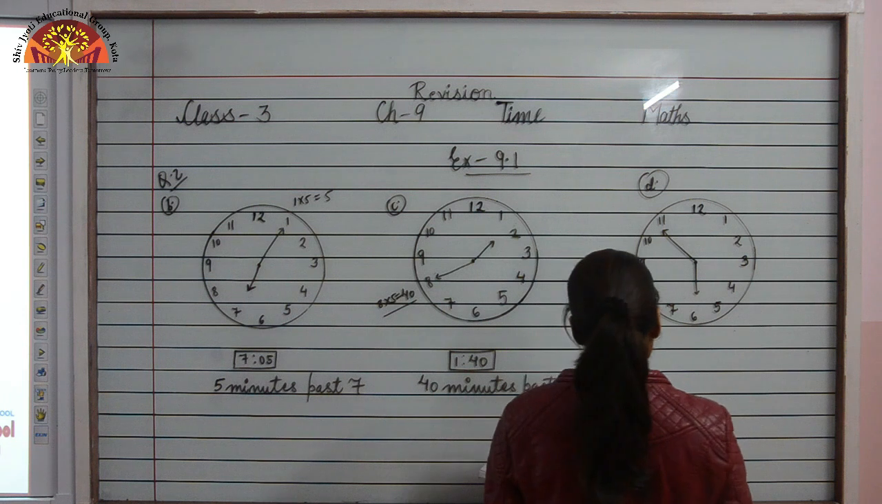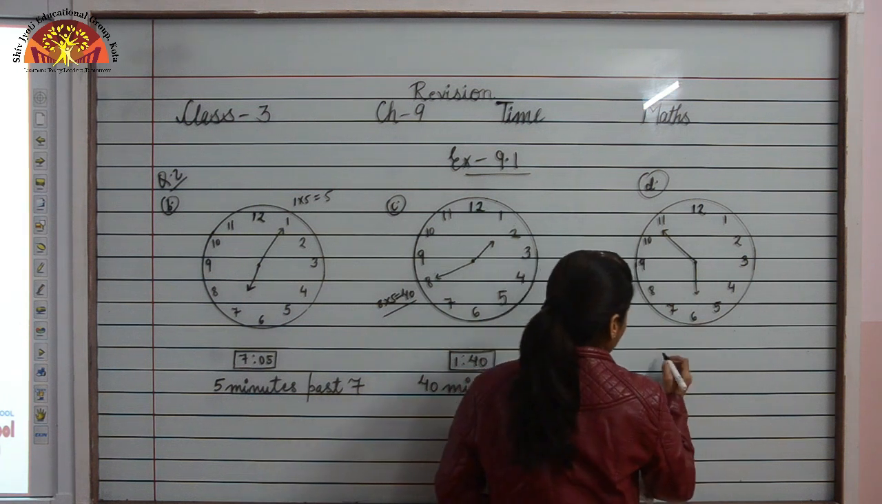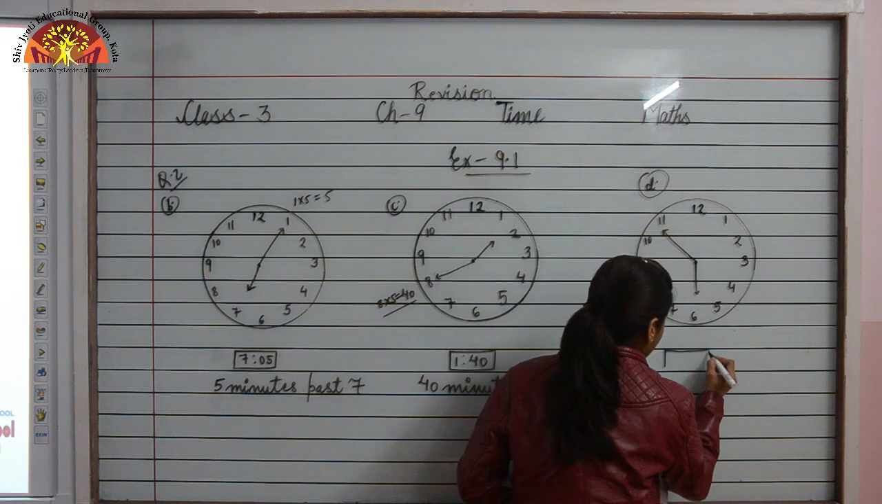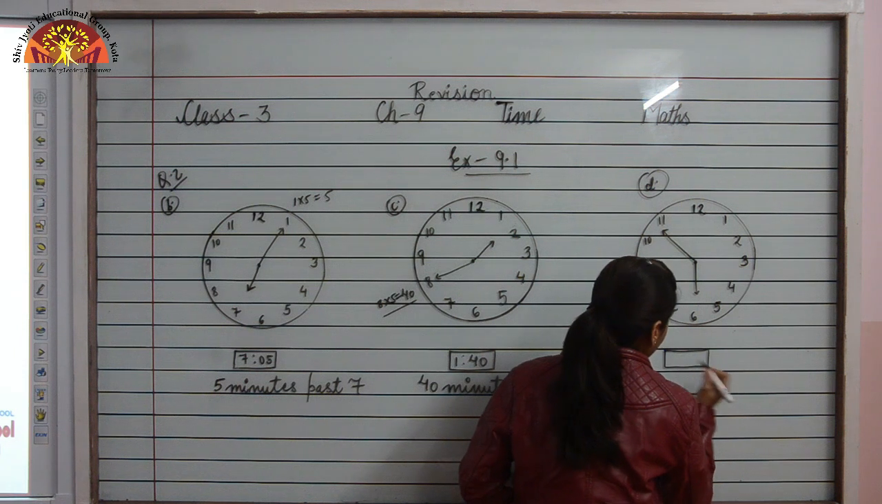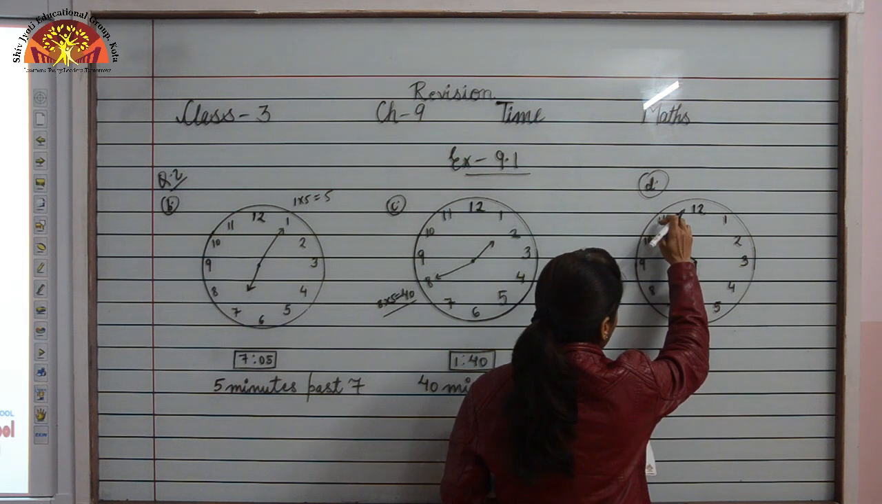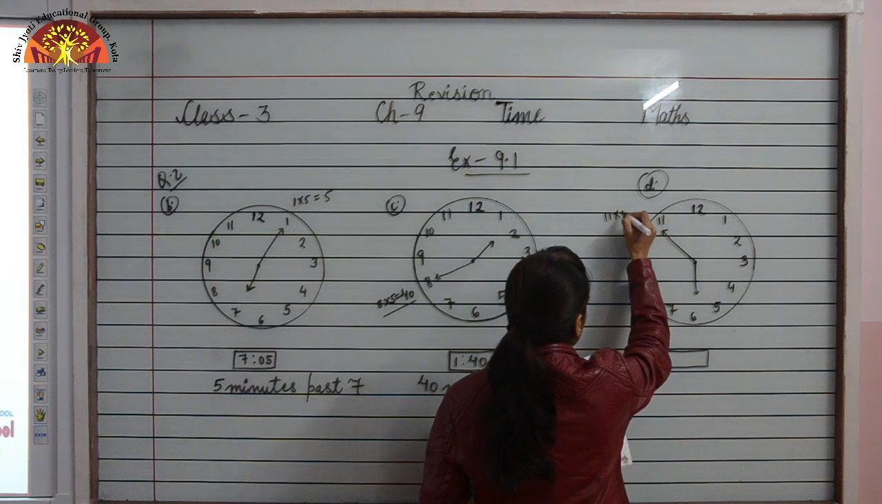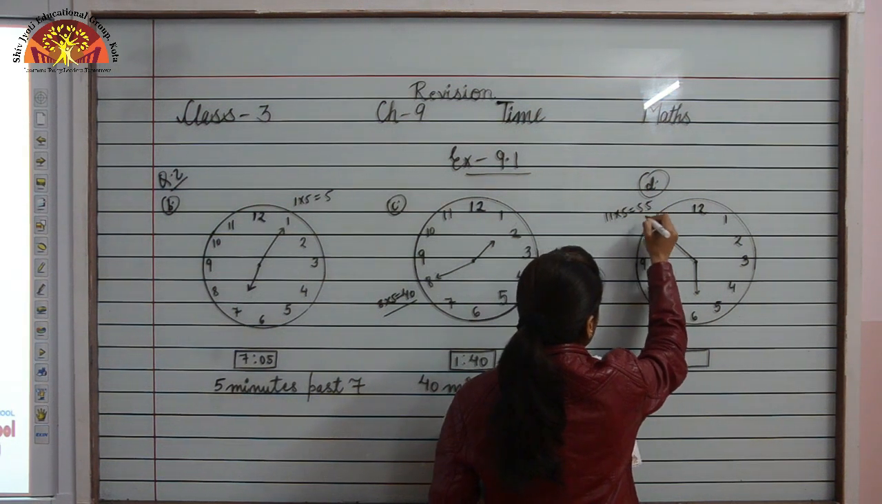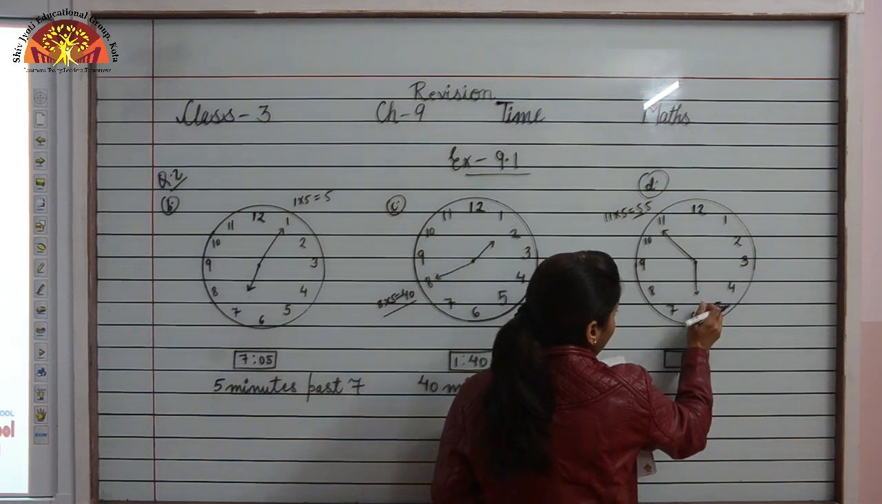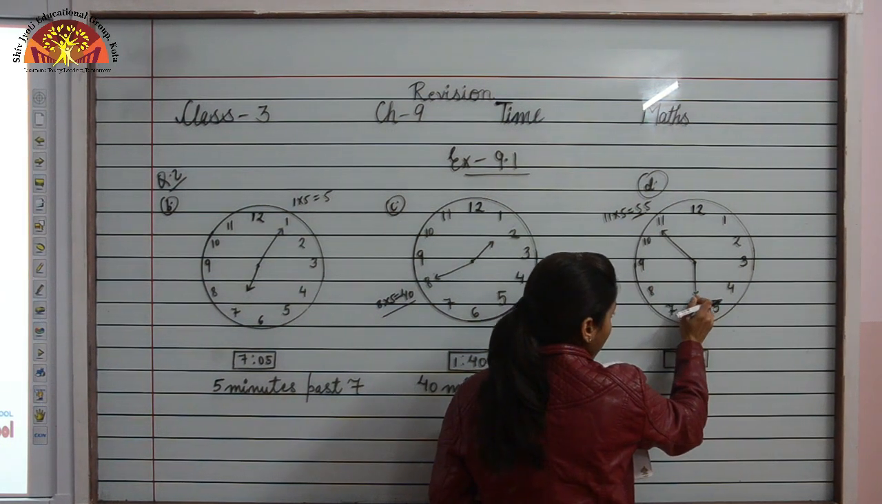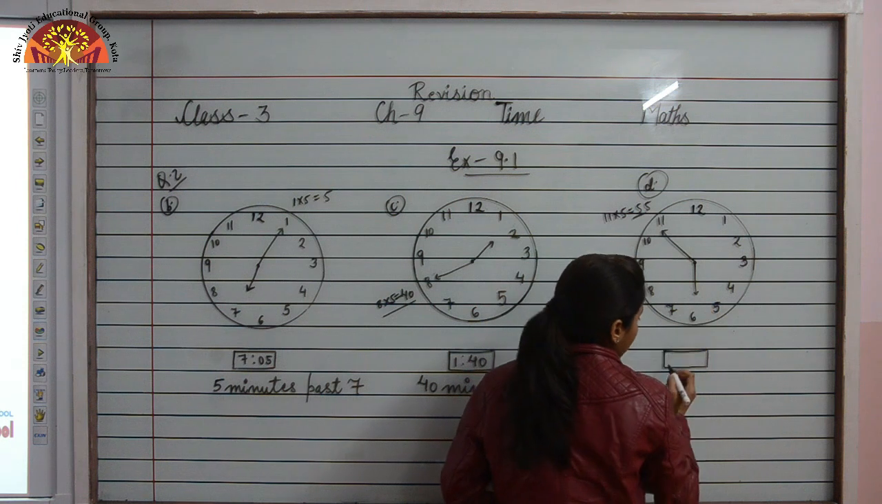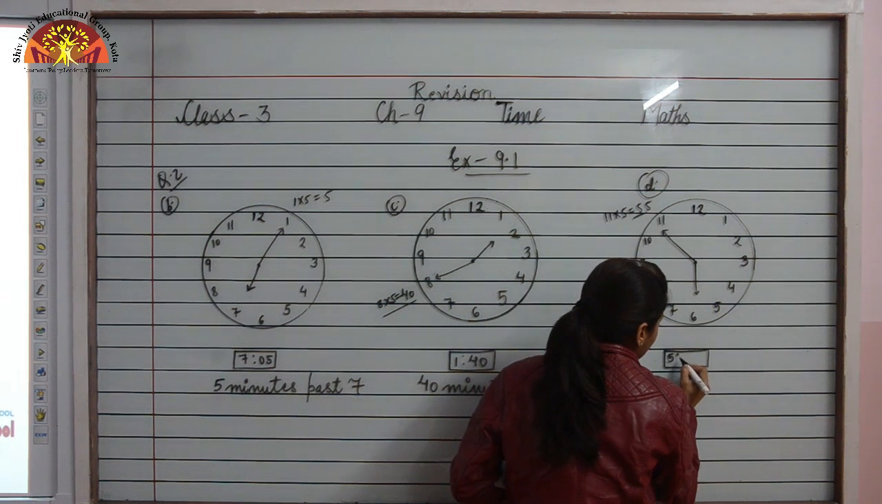Now minutes to the next hour, that means first of all I will write the time in simple form. This minute hand is on 11, that means I have to multiply 11 by 5. So I will get 55, hence it will be 55 minutes. Now this hour hand is about to reach 6, but it is not exactly on 6. That means this will be 5:55.